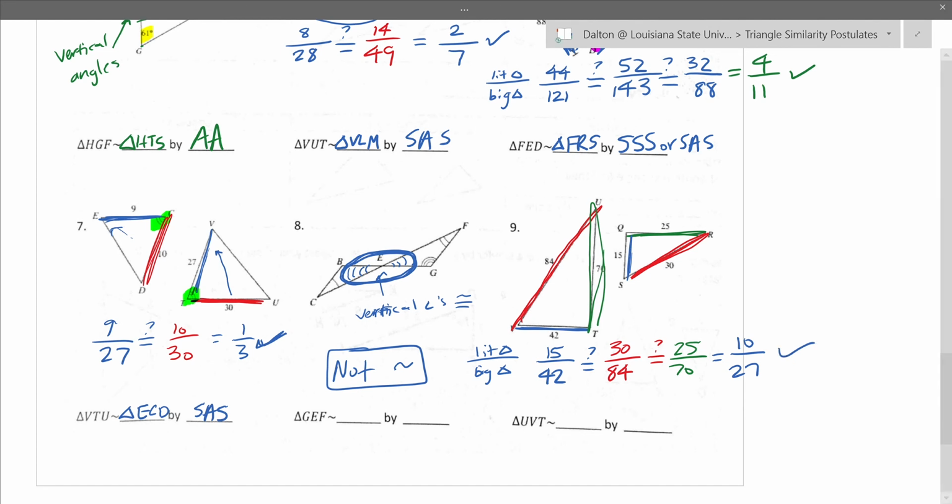Therefore, we can conclude triangle UVT is similar to triangle. So let's see, U is across from the smallest side. So the smallest side in this one is going to be 15, so that's going to correspond to R. And then V is across from the middle side, so it must correspond to across from 25 is S. And then Q. And then again, we only know the three sides, so it has to be by SSS.